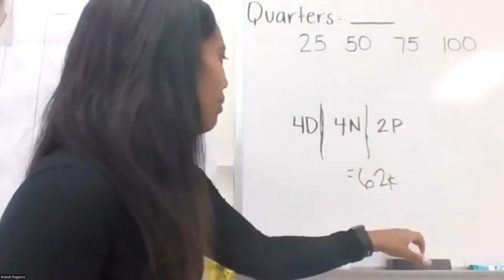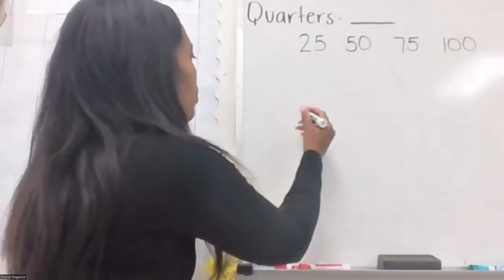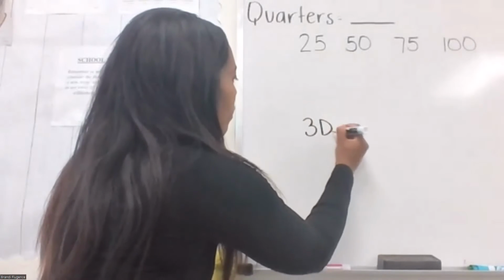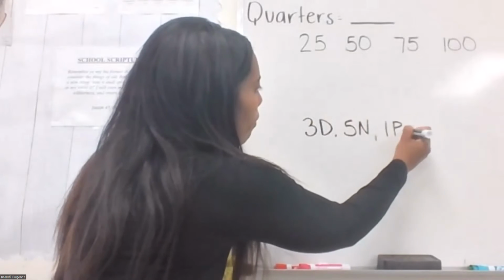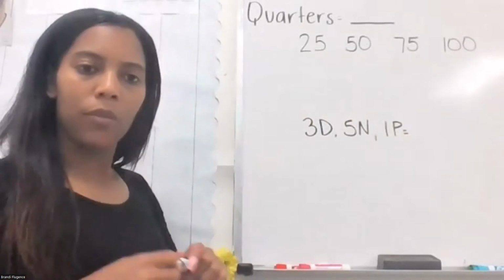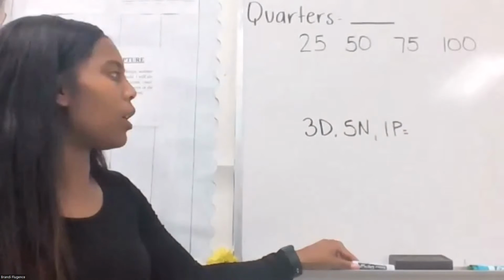Let's do one more because I don't think a lot of people got that one. So let's do another one. We'll do 3 dimes, 5 nickels, 1 penny. 3 dimes, 5 nickels, 1 penny.